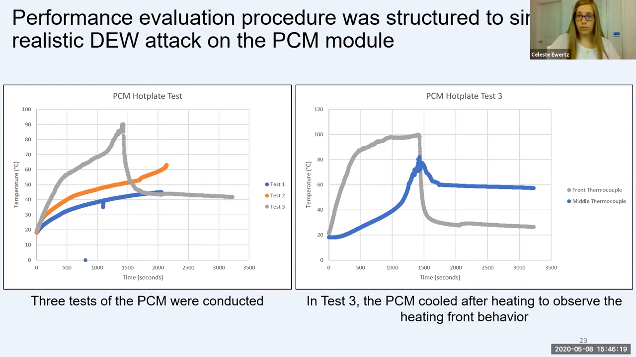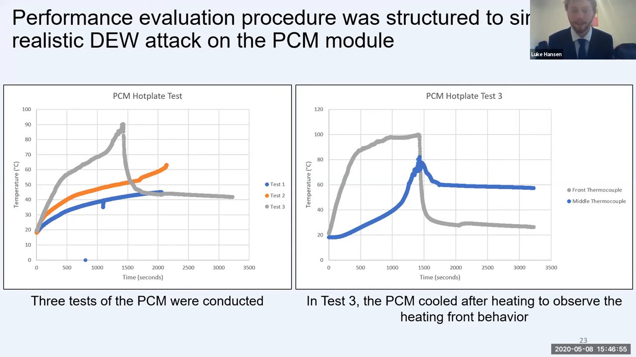This shows the temperature readings of each thermocouple. And as we can see, the front thermocouple heats up rapidly, especially compared to the thermocouple in the middle. But the thermocouple in the middle does heat up eventually within a reasonable amount of time, showing that the thermal energy is propagating through the entirety of the paraffin wax, and that it's also reaching temperatures in which it would melt. This also shows that it is dissipating the thermal energy very rapidly as it is cooled, which is also important. So this shows that our design is working properly.